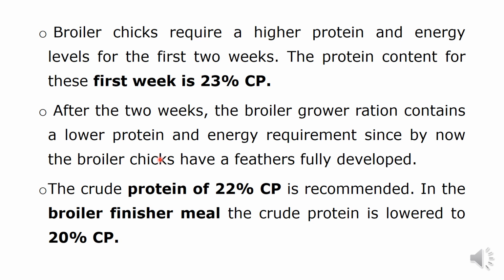For the first week, the broilers require high protein, and we provide them with a starter meal. The starter will always have a higher concentration of crude protein, always like 23%. Then after 2 weeks, the bird develops feathers, so the nutrient requirement decreases. We shall lower the protein to 22% crude protein after the 2 weeks. Then for the finisher, we shall decrease the crude protein still to 20%.